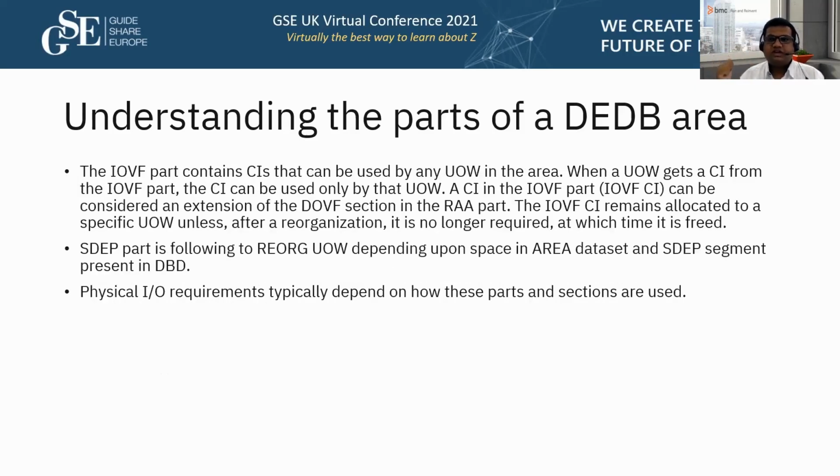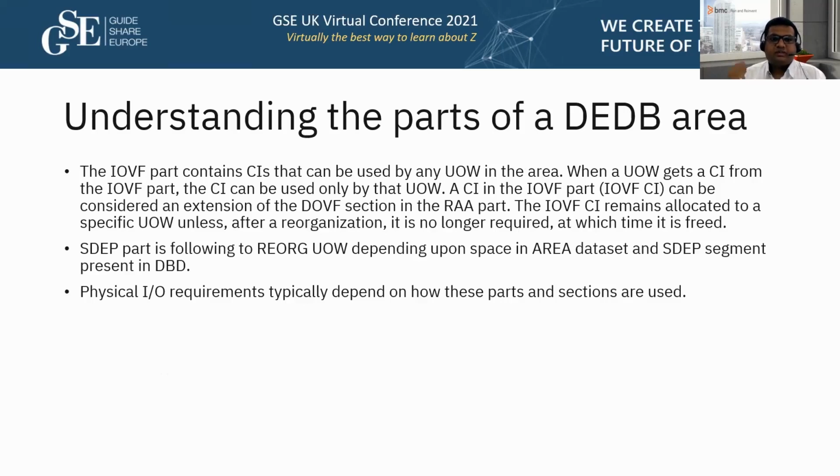They are further down the area, and it is a kind of common pool, and the CIs from this common pool get allocated to a certain UOW on a need basis. Once it is allocated, it will remain allocated there. We are going to look into this diagrammatically so it will make more sense, so in the coming slides we are going to talk about that.